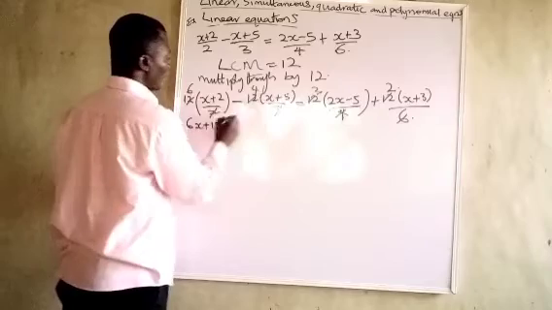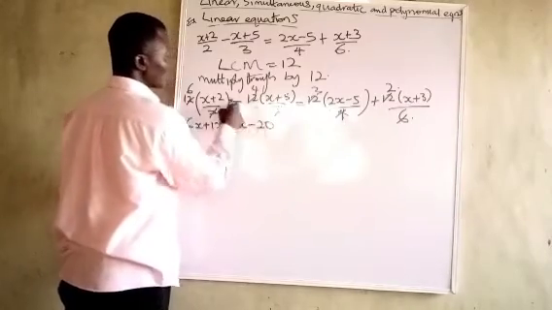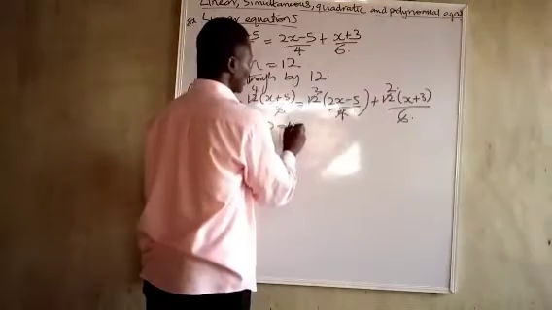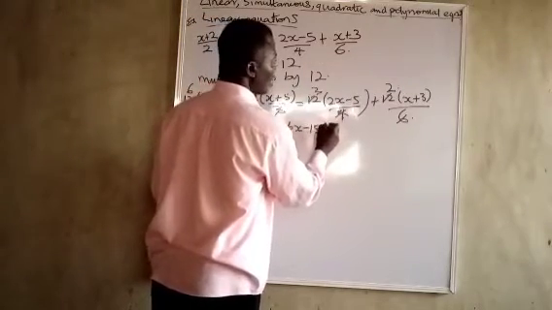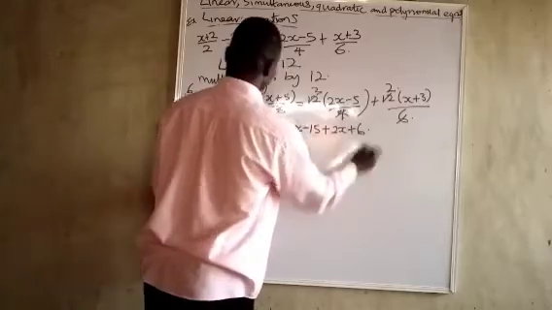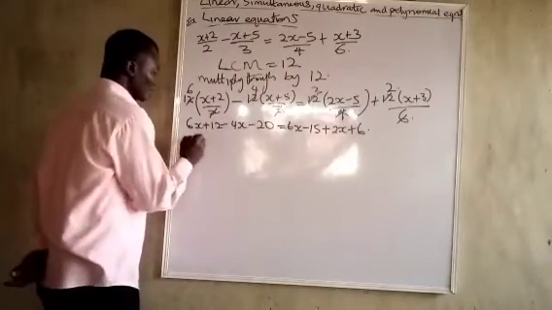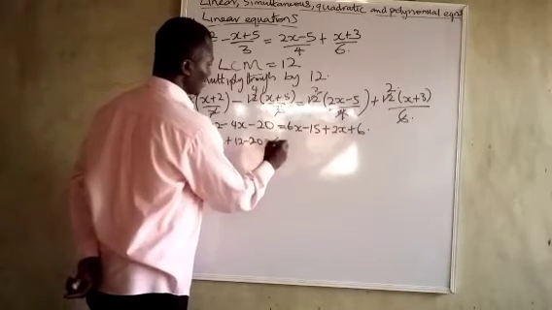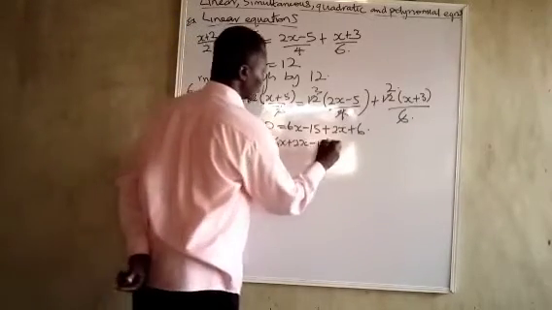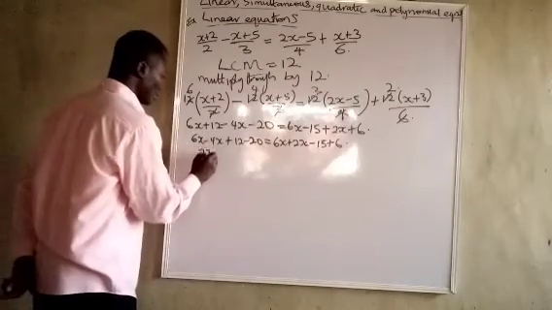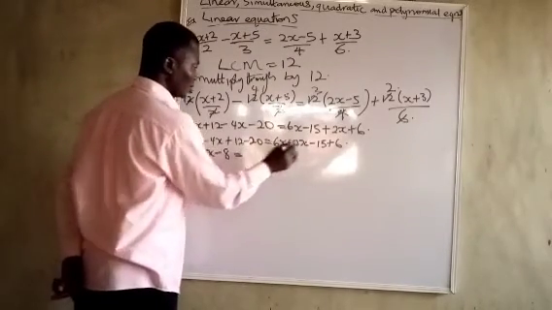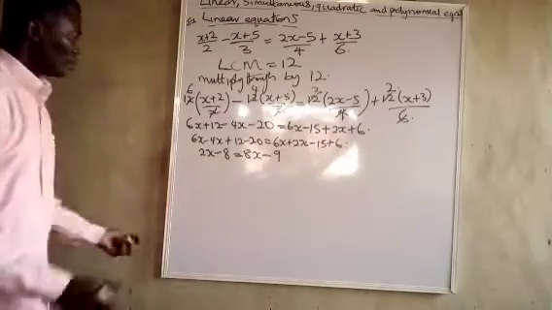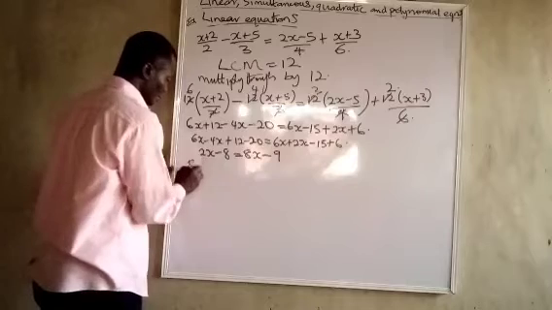So I have 6x plus 12 minus 4x minus 20. Please take note. The sign changes because of this. Will be equal to 6x minus 15 plus 2x plus 6. Now gather the like terms. So we have 6x minus 4x plus 12 minus 20 will be equal to 6x plus 2x minus 15 plus 6. So I have 2x minus 8 is equal to 8x minus 9. Now, for ease, let me subtract 2x from both sides.